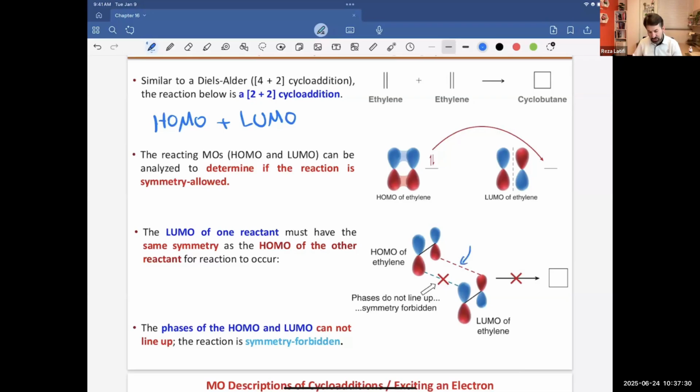This interaction would be constructive and give us sigma interaction, but the red is interacting with the blue one on the left side. So I'm going to say this one is going to be an anti-bonding interaction. And there is a node technically here, and there's no way to get a sigma interaction or to establish a bond. So what's the solution for it?